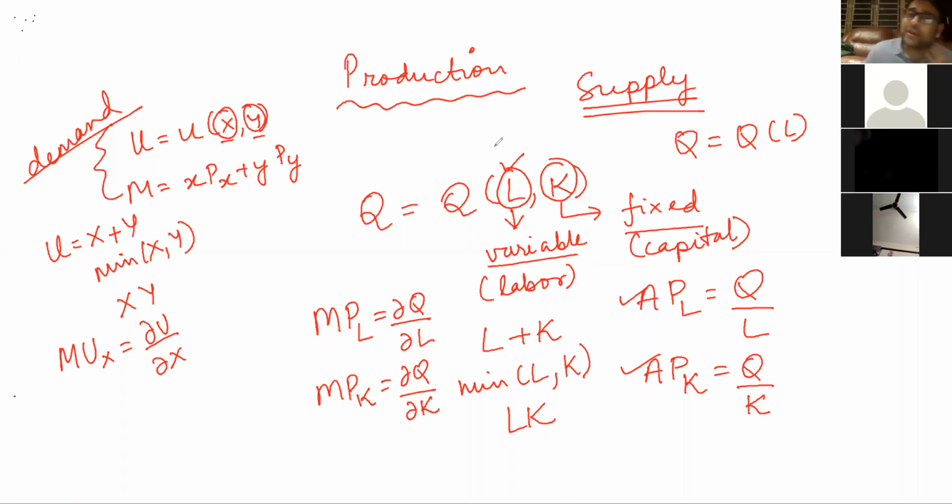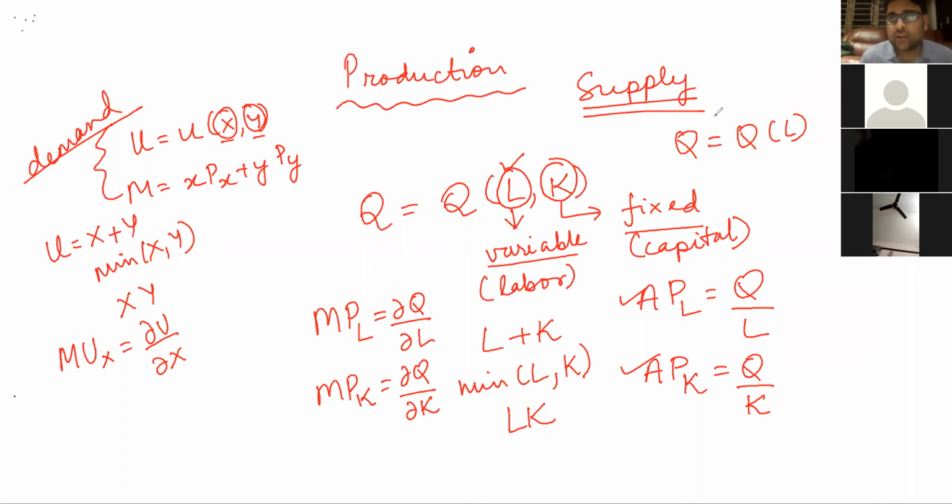So a variable factor is a factor which can be changed in a very short span of time, maximum 1 week. And a fixed factor is a factor which cannot be changed overnight. It takes time to change. Normally, short run is a time period which is equal to 1 month, and the long run is a time period which is minimum 1 year. So that is the differentiating factor.